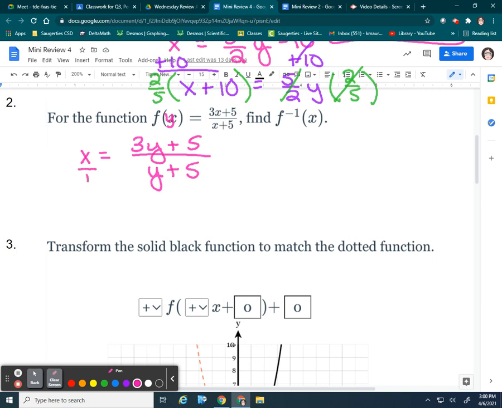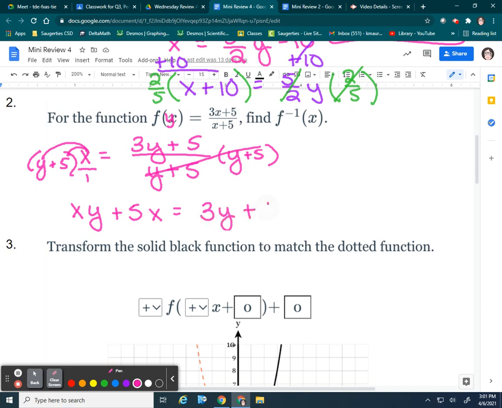So I'm going to cross multiply. Basically, I'm multiplying both sides by y plus 5. That goes away. I'm going to distribute. So I have xy plus 5x equals 3y plus 5. So now our job is to get the y's on one side, everything else on the other.